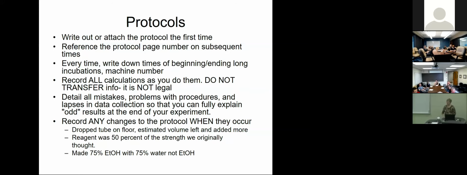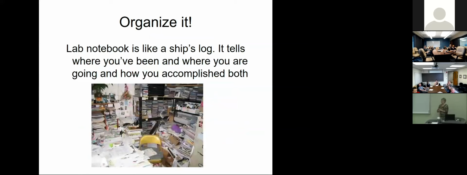Write down your mistakes. You may or may not know them as mistakes ahead of time, but if they're an obvious mistake or difference from the normal protocol, write it down. And then finally, organize it. Don't have it all over the place. It needs to be put together in an organized manner.